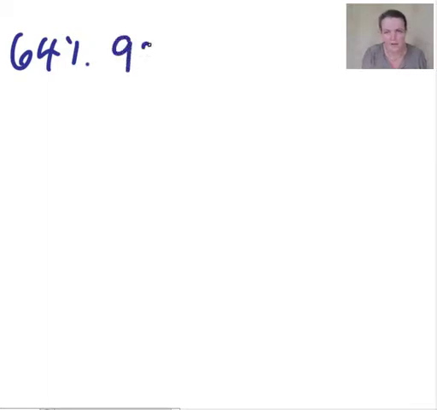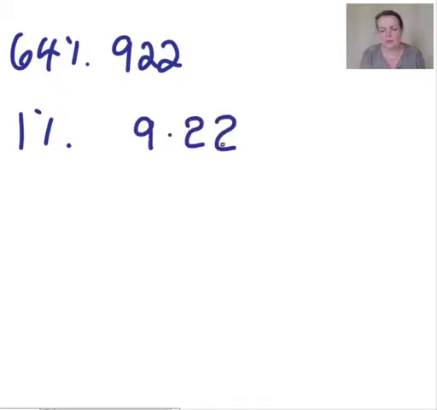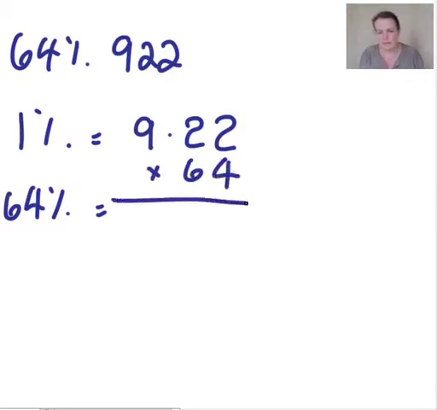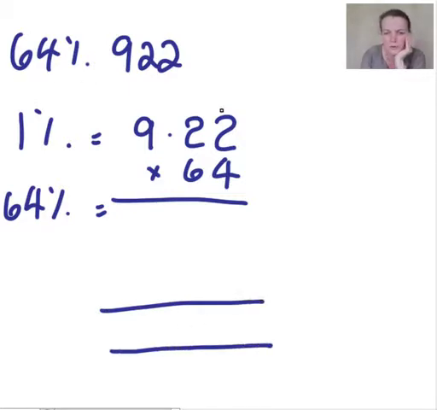Mark it off before I get myself into a confusal. 64% of 922. It's going to be about 600-ish, do you reckon? Find 1%, which equals 9.22. But we didn't want 1%, we wanted 64%. So you multiply this side by 64. You multiply that side by 64. Big equals, little equals.